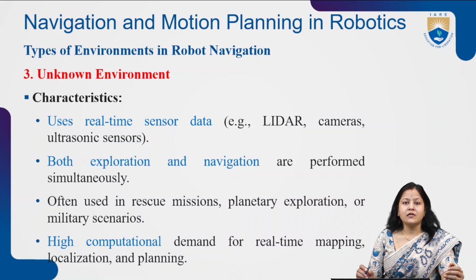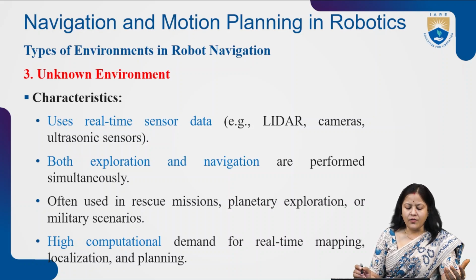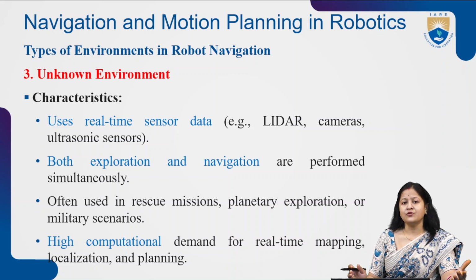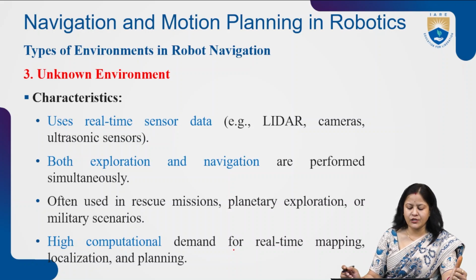So these are the few characteristics of the unknown environment. It uses real-time sensor data. If the environment is unknown, the robot uses real-time sensor data from radar sensors, cameras, or ultrasonic sensors. Both exploration and navigation are performed simultaneously. It has to explore the path as well as navigate it from the starting location to the destination while avoiding the obstacles. It is often used in rescue missions, planetary exploration, and military scenarios, and high computation is in demand for real-time mapping, localization, and planning.